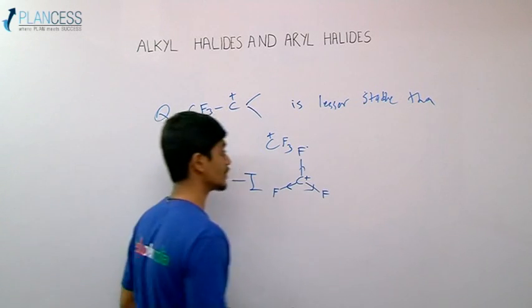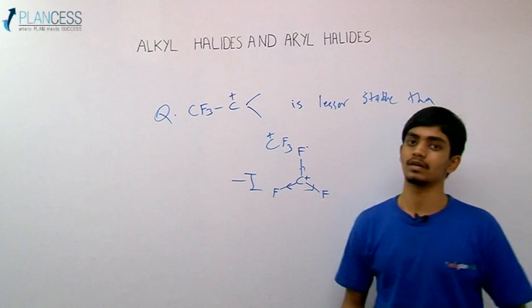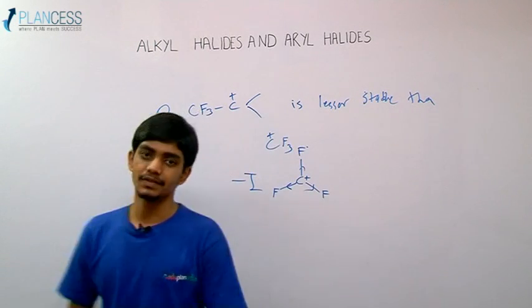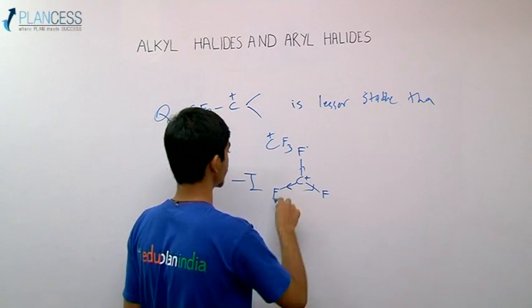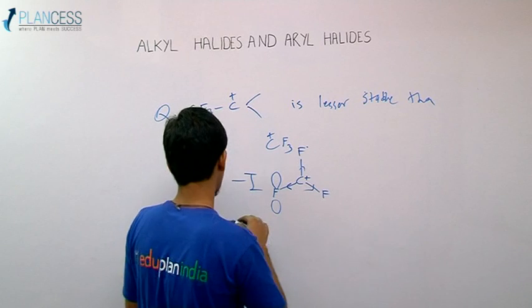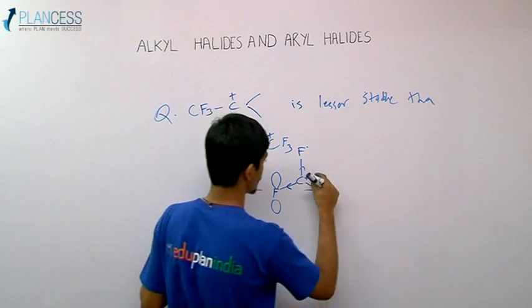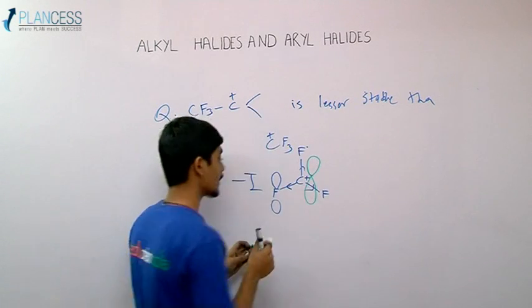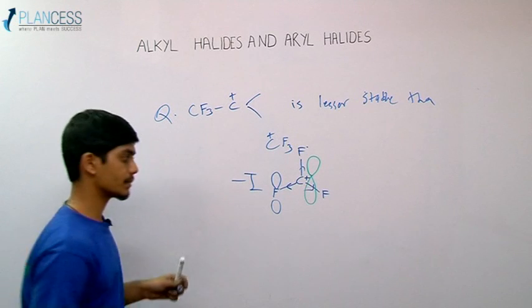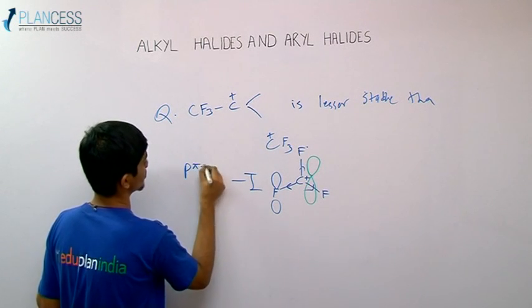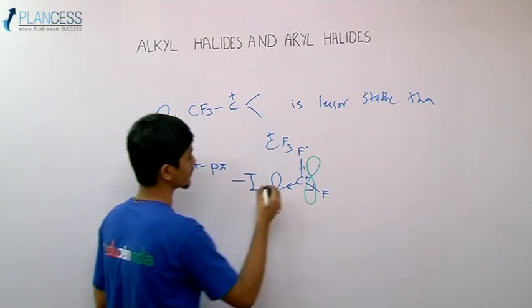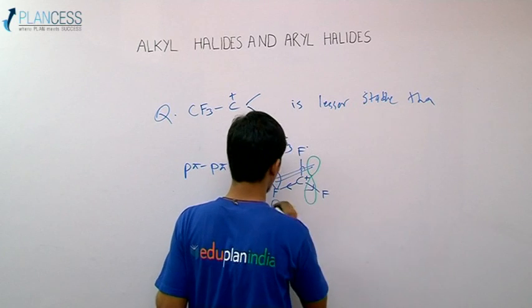Now there can be only one reason why it is more stable. It might be that the 2p orbitals on F and the 2p orbitals on C have got the p pi bonding. Now this is an example of back bonding, which is the p pi bonding.